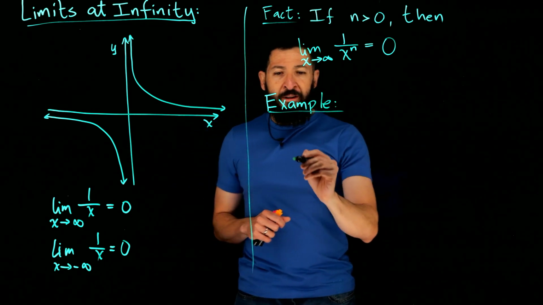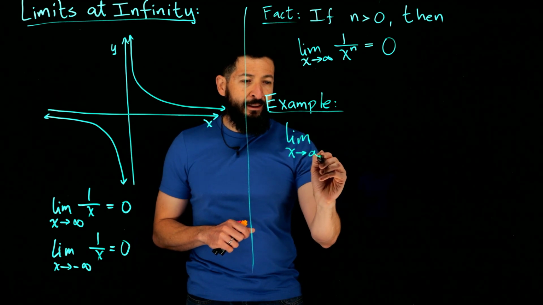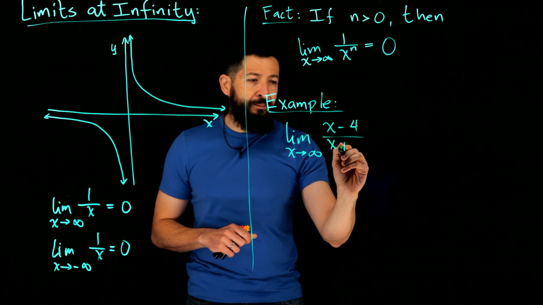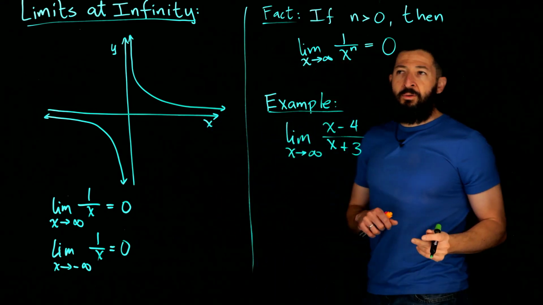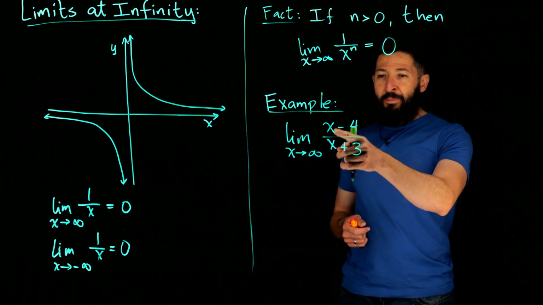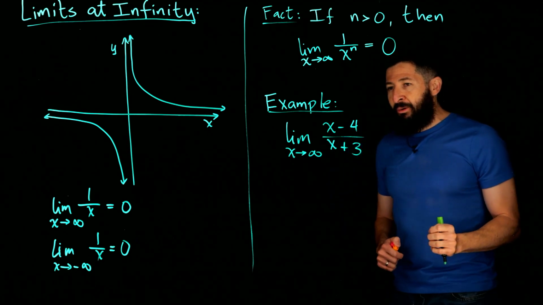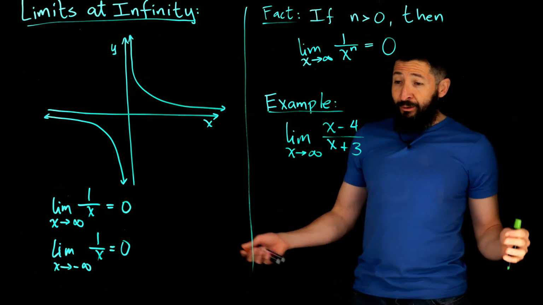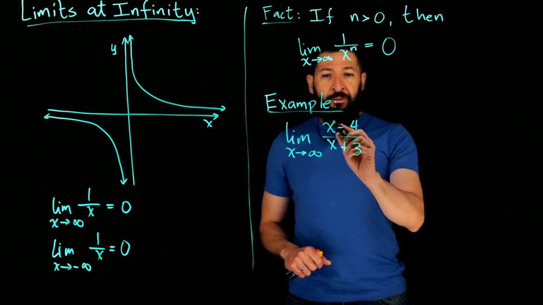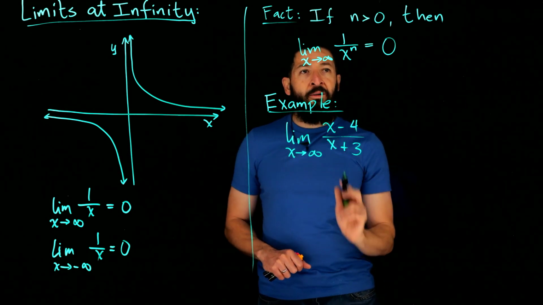So let's do something simple. Let's say we want to compute the limit as x goes to infinity of x minus 4 over x plus 3. Just something simple to start. All right, so at the moment, obviously we cannot plug in infinity because we would end up with some infinity over infinity. And at this point, you don't want to factor, but you want to do some algebra. And the algebra we're going to do is we're going to look at the highest degree of x on both the numerator and the denominator.